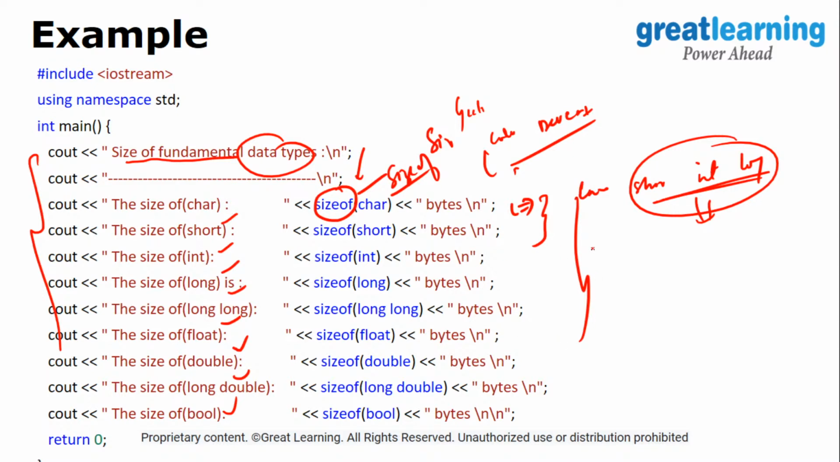If you have a character, it's 1 byte, and if you're using unsigned, it will range from 0 to 255. If you have a signed integer, then it will range from minus 128 to 127.